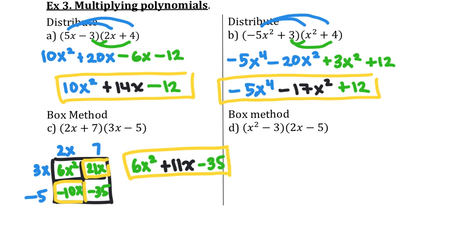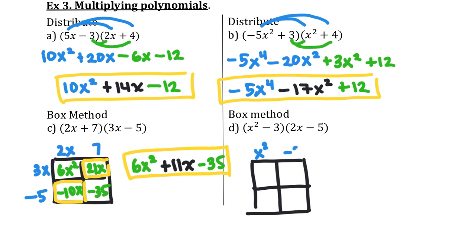Okay, let's do one more box method to remind people who are rusty. Okay, x squared minus 3, it doesn't matter which side you put each binomial on. Multiplication is commutative. So if I do 5 times 3, that's the same as 3 times 5. Okay, 2x times x squared is 2x cubed. 2x times negative 3, negative 6x. Negative 5x squared, positive 15.